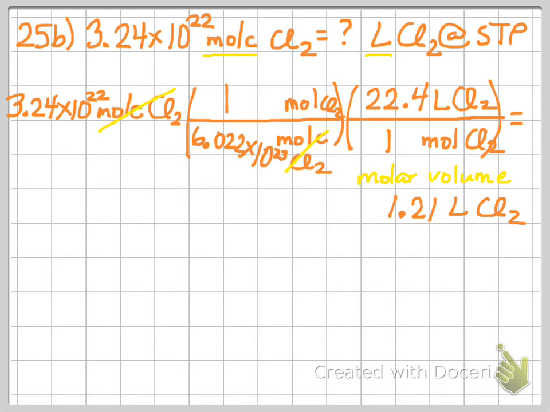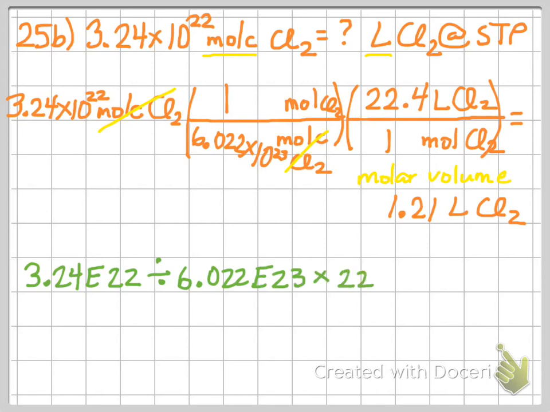Again, for people who are struggling with calculators, to put this in my calculator, 3.24 E22. Again, order doesn't matter, so I can go ahead and say divide that by the 6.022 E to the 23. I know I'm dividing because that number's in the denominator, and then multiply by 22.4. Again, I know I'm multiplying because 22.4 is in the numerator. Okay, and that should give you a big long decimal number.